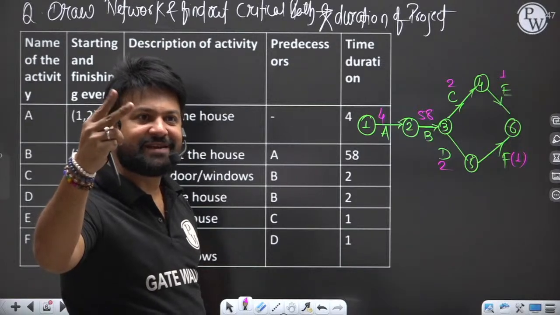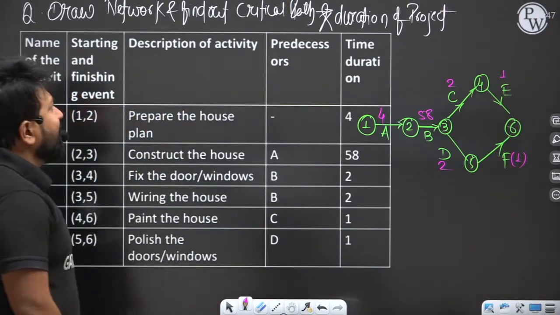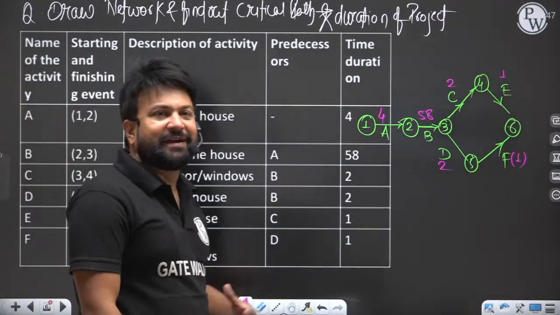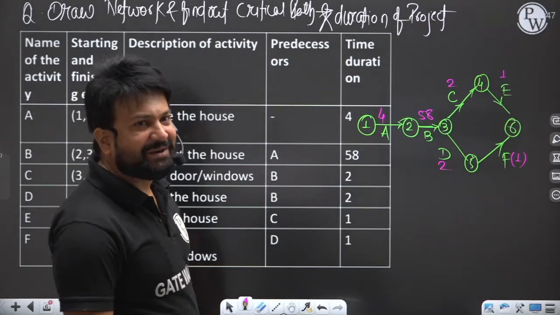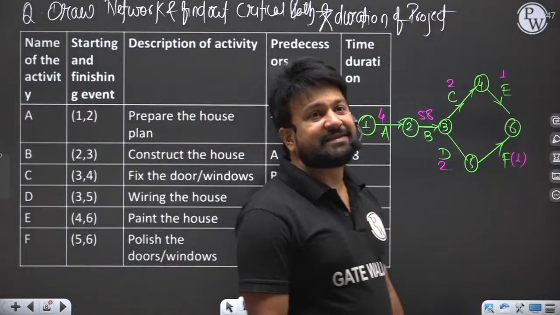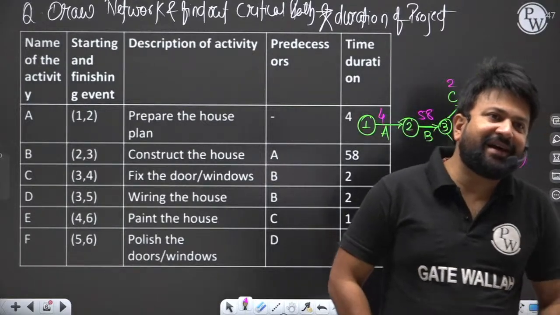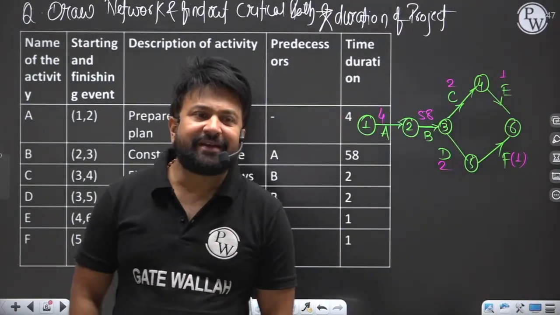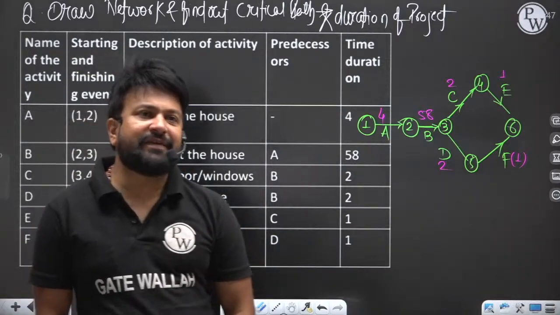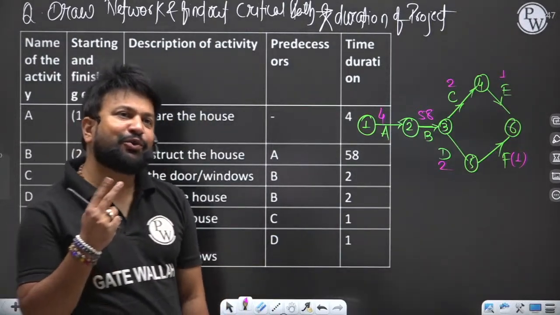How many critical paths are there? Find out the critical path. There are two critical paths. Am I clear or not? Very good question. So the examiner can ask how many critical paths are in the given network. So there are two critical paths.